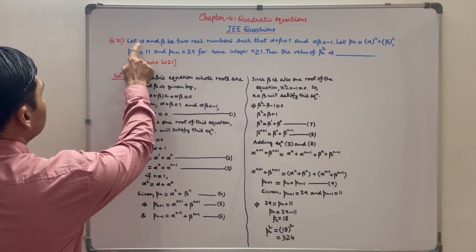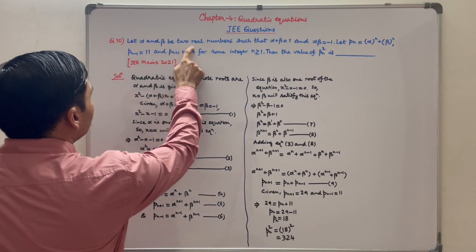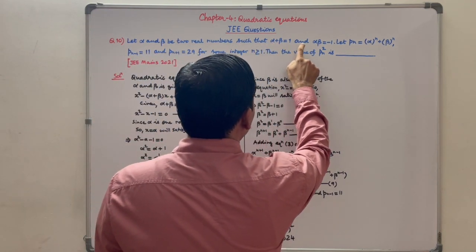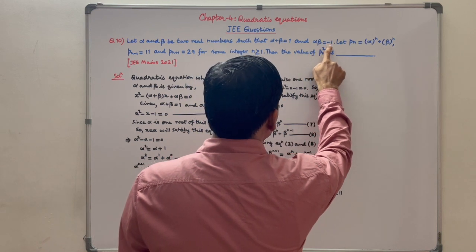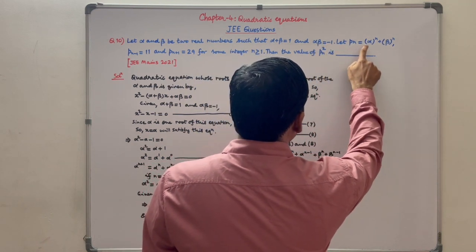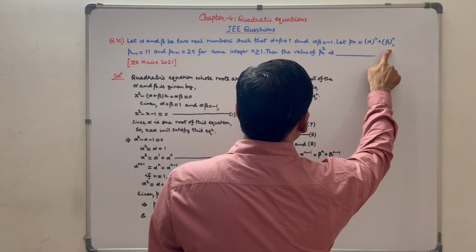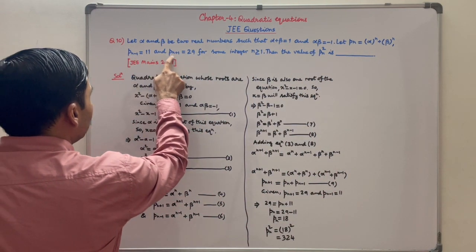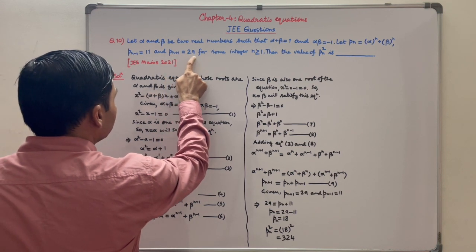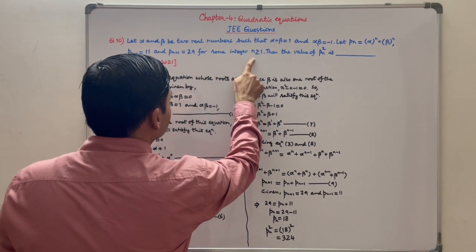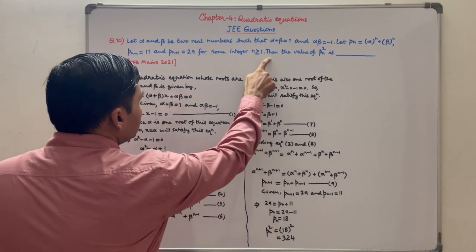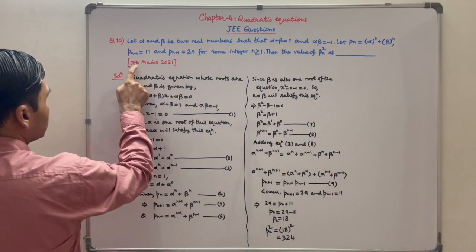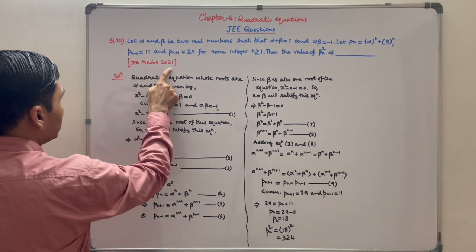10th question. Let alpha and beta be two real numbers such that alpha plus beta is equal to 1 and alpha beta is equal to minus 1. Let Pn is equal to alpha to power n plus beta to power n. Pn minus 1 is equal to 11 and Pn plus 1 is equal to 29, for some integer n greater than or equal to 1. Then the value of Pn square is. This question was asked in JEE Mains 2021.